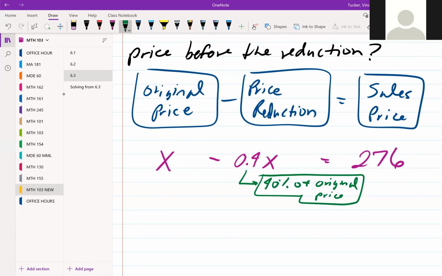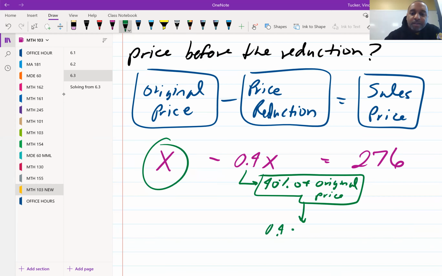So why did you put the X beside it again? Because when it says 40% of the original price, when you translate that to mathematics, that 40% is the 0.4, and "of" is multiplication. And then what was the original price? That was X. We don't know what the original price is yet, so we don't have a choice but to call it X. That's why we wrote the X right here, because it's 40% of the original price.